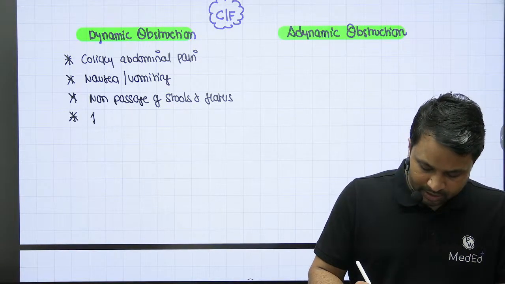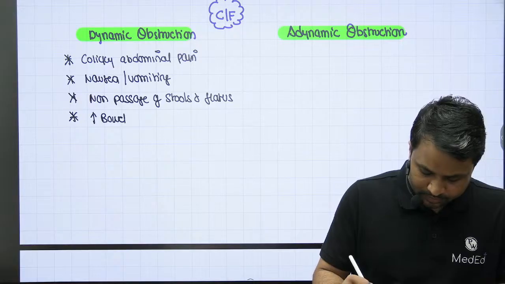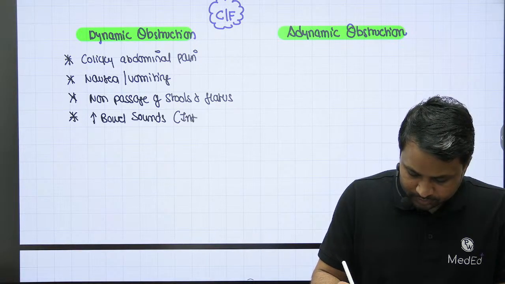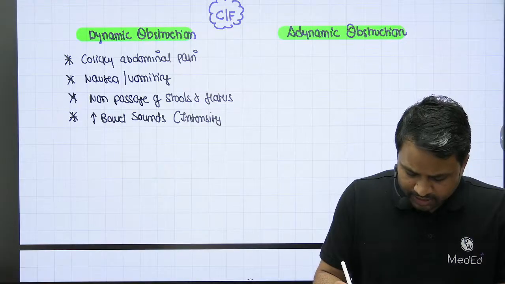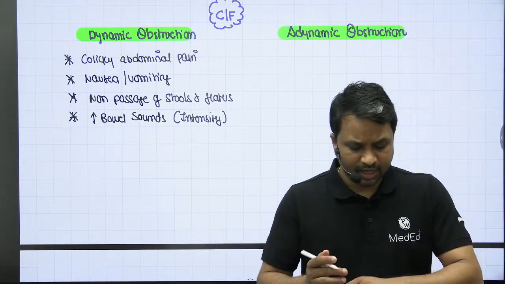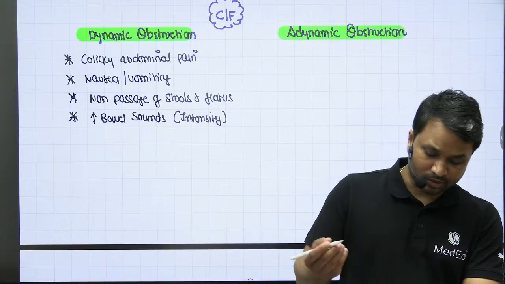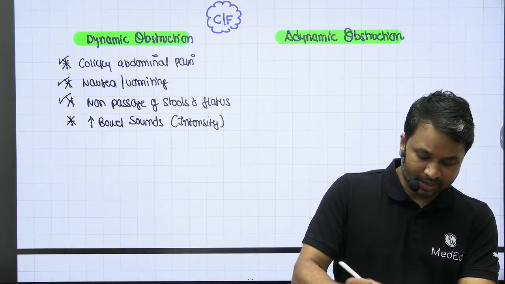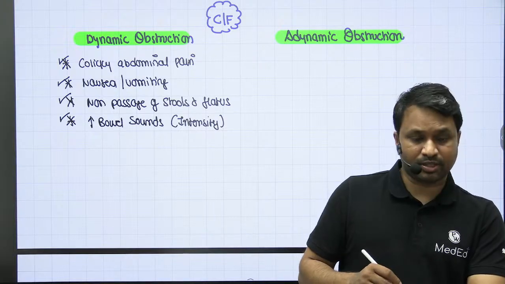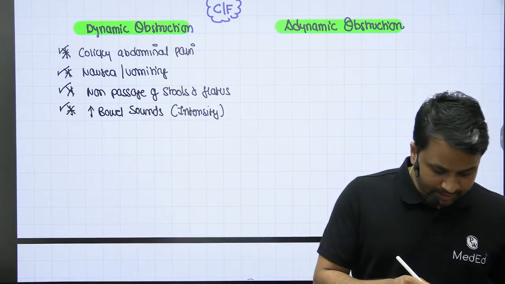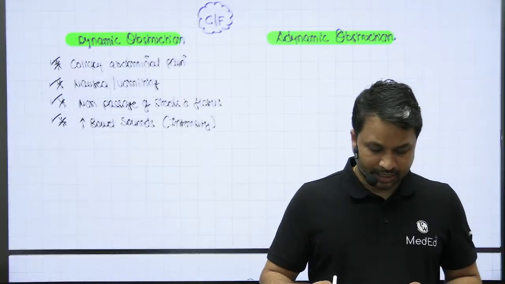There will be increased bowel sounds, that is intensity of the bowel sounds. In the earlier phase there will be increased intensity, but after that there will be bowel fatigue and it will stop. So colicky abdominal pain, nausea, vomiting, non-passage of stools and flatus, increased bowel sounds are noticed, right? So all these are going to be present in the dynamic bowel obstruction.